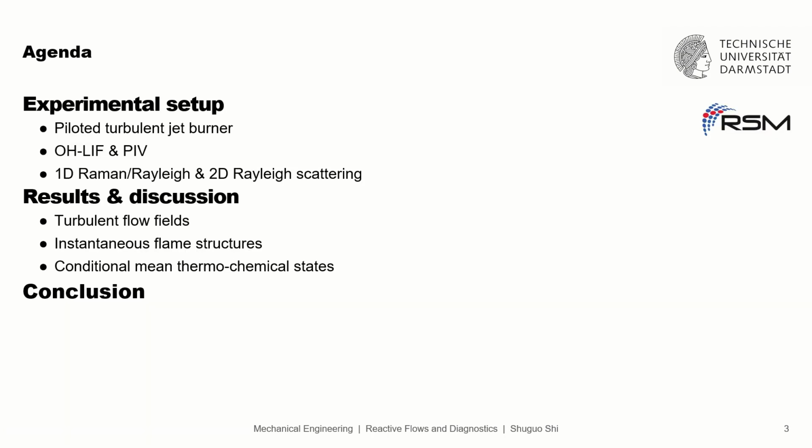My talk will be in the following three parts. First of all, I would like to introduce the experimental setup used in this study, which includes the piloted turbulent jet burner, simultaneous OH LIF and PIV measurements, as well as quasi-simultaneous 1D Raman-Rayleigh and 2D Rayleigh scattering measurements. Then, I will present the main results and discussion, including the turbulent flow fields, instantaneous flame structures, and thermochemical states of the measured flame. Finally, I would like to end the talk with the conclusion.